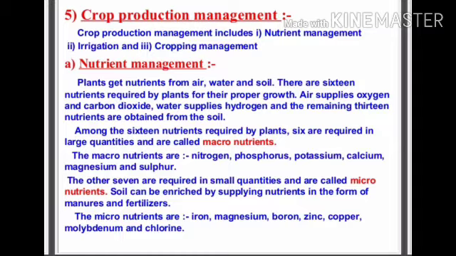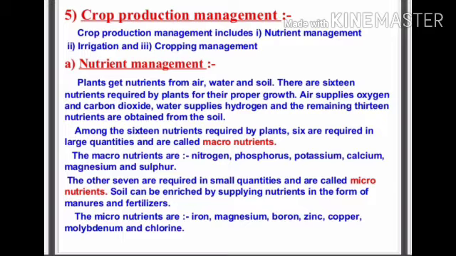Some nutrients are needed in large quantity. These are called macronutrients, and some nutrients are required in very small quantity. These are called micronutrients. Macronutrients are like nitrogen, phosphorus. The other micronutrients like iron, magnesium, boron are also needed in very small amounts.